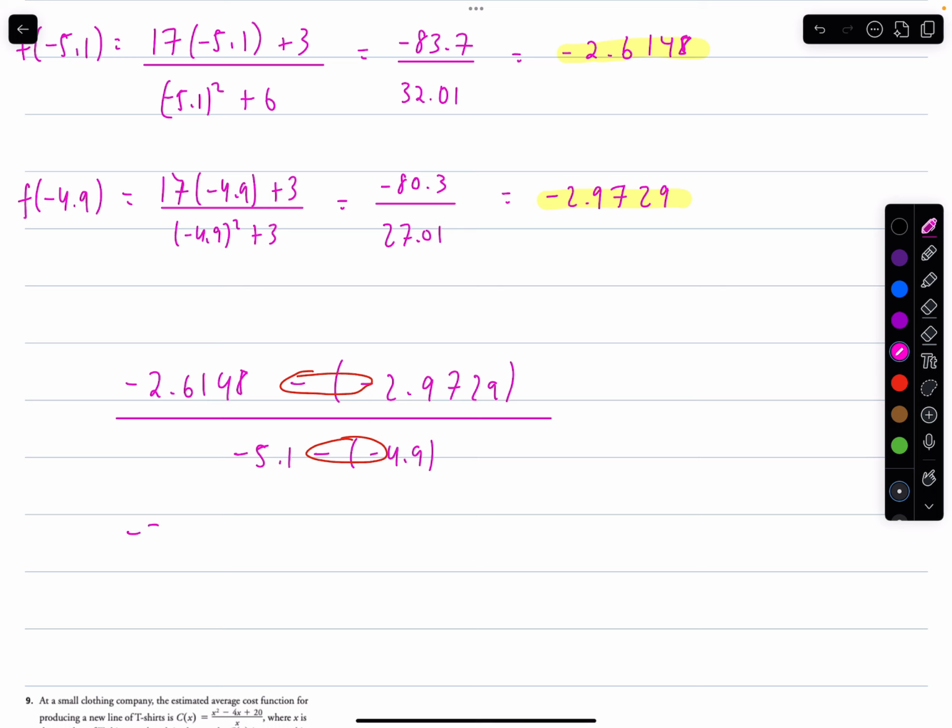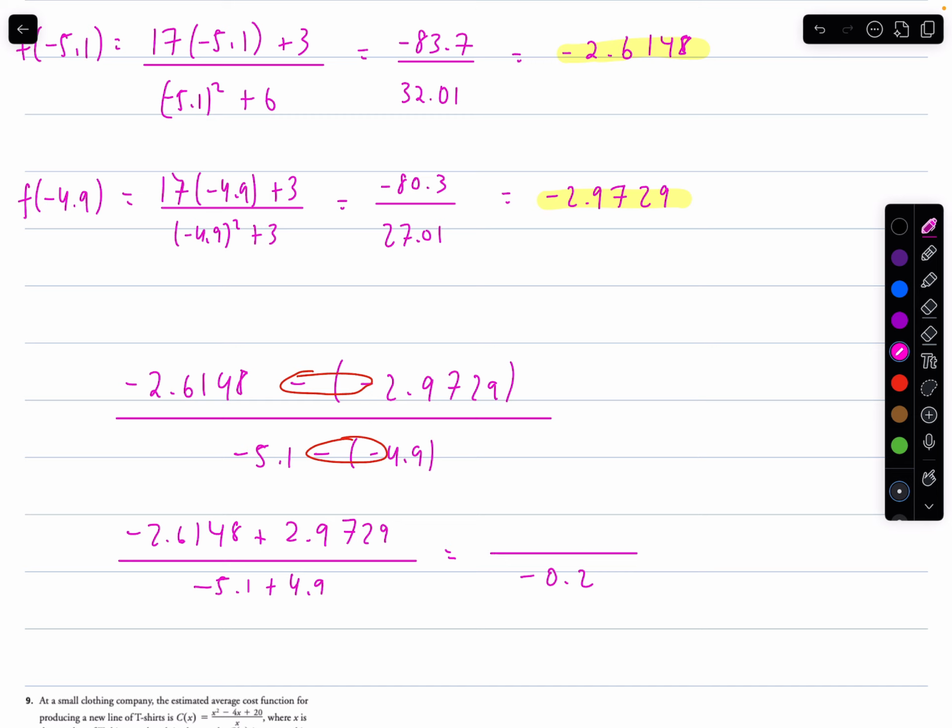We'll get negative 2.6148 plus 2.9729 over negative 5.1 plus 4.9. So we know this is going to be negative 0.2. And the other guy, negative 2.6148 plus 2.9729, you get 0.3581, and then divide that out by negative 0.2, and you get negative 1.7905. So this is our answer for the IROC.